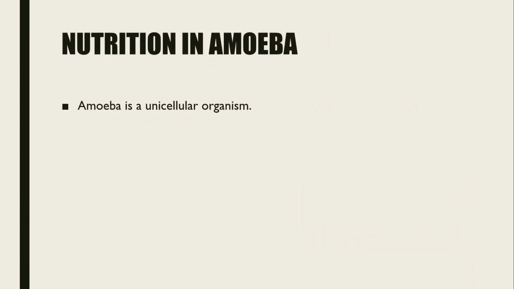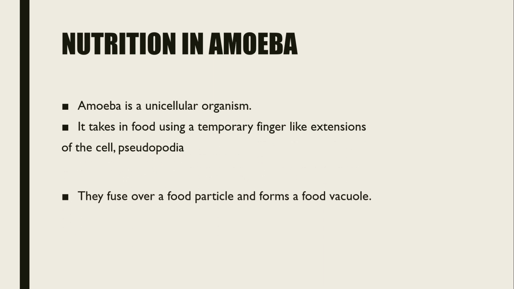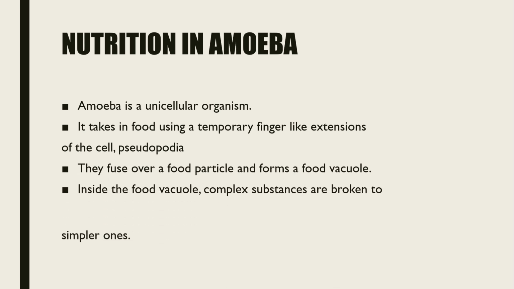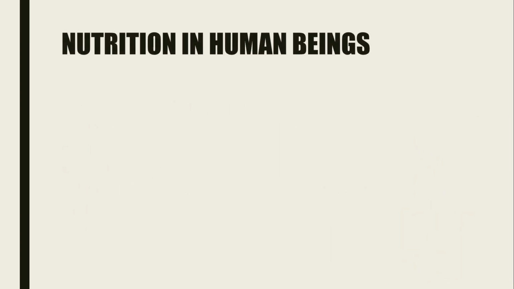Now let's see the nutrition in amoeba. Amoeba is a unicellular organism, as you all know, and it takes in food using a temporary finger-like extension of the cell, which is pseudopodia. So these pseudopodia fuse over a food particle and form a food vacuole, and the complex substances are broken into simpler ones inside the food vacuole. The remaining undigested material is moved to the surface of the cell and thrown out. Hope you guys understood the nutrition taking place in amoeba.